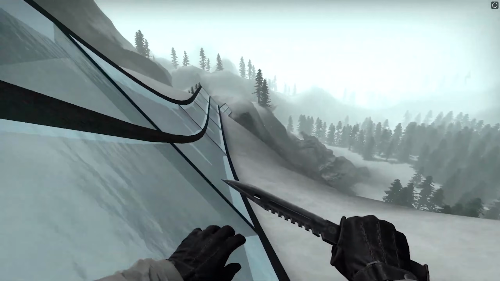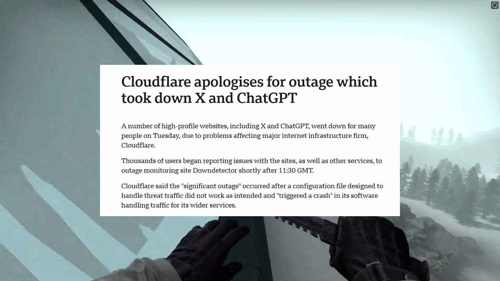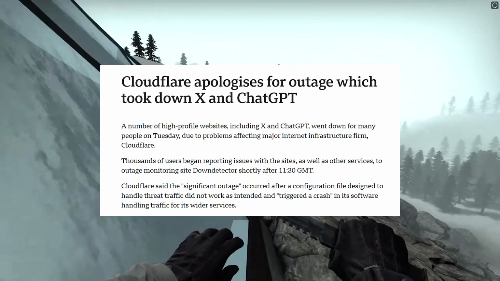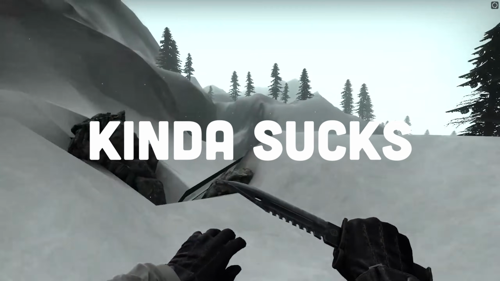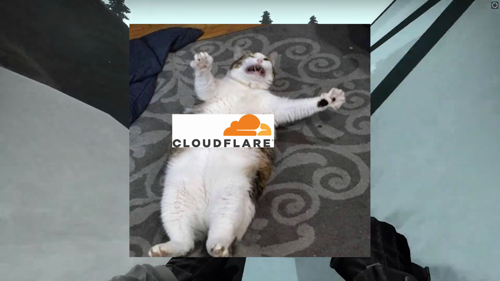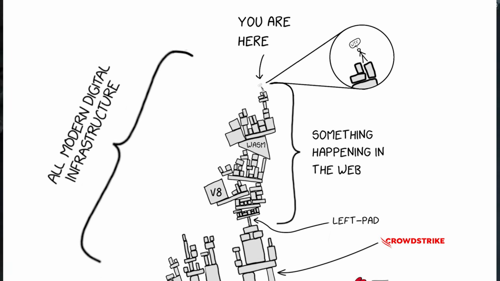A few days ago, literally most of the internet went down for about 6 hours. And to be honest, it kinda sucks. The reason is the Cloudflare outage. And as a chain reaction, half of the internet went down as well.